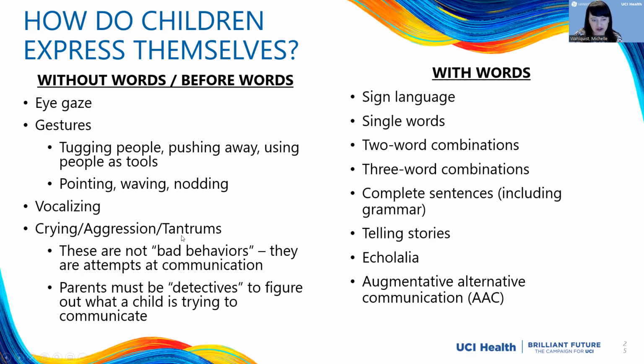Crying, aggression, tantrums, all of those are forms of communication. That is not a child trying to be bad. That is a child trying to communicate something when they can't figure out a more effective way of doing it. When children start learning words, then this is sort of the progression of how it develops.